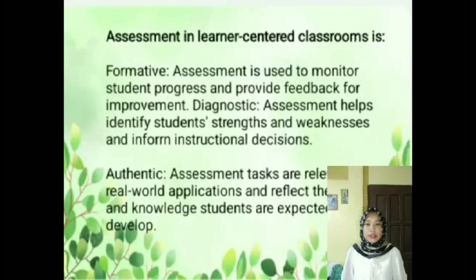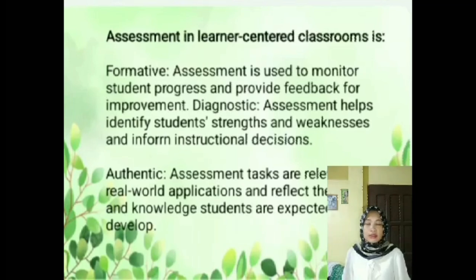So in a learner-centered classroom, assessment primarily serves formative purposes, meaning it is used to continuously monitor student progress throughout the learning process, providing ongoing feedback to guide instruction and support individual student needs. Rather than simply assigning a final grade at the end of the unit or course, the main goal of assessment is to identify areas where students need additional support and provide targeted feedback to help them improve their understanding and skills.